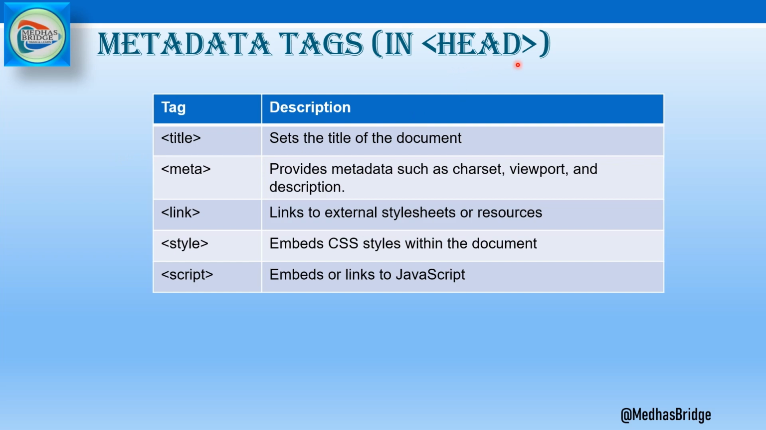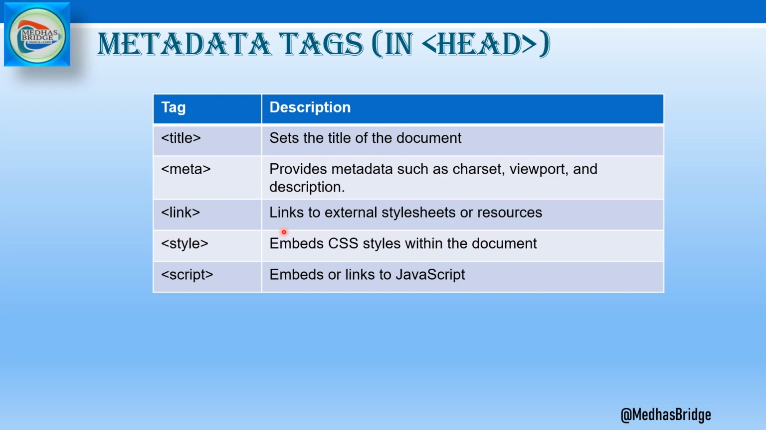Inside the head tag, we use metadata related tags like title, meta, link, style, script. These are all metadata tags. Title is basically used for naming the web page document, right? So on the web browser, you can see the title as the name of the page. Meta provides metadata such as the character set we are going to use, viewport, compatibility of the devices, and description. Those things you will be using meta for.